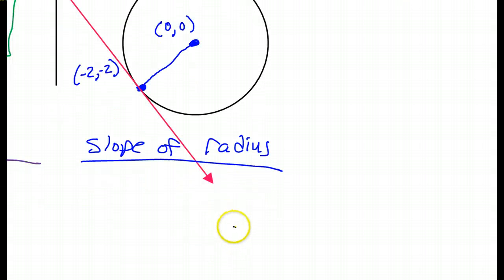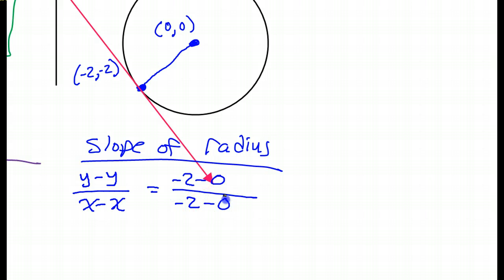Pencils down, people. Do not copy off of me. So we are doing y minus y over x minus x. So that's -2 minus 0 over -2 minus 0. Okay, so that's going to be 1.